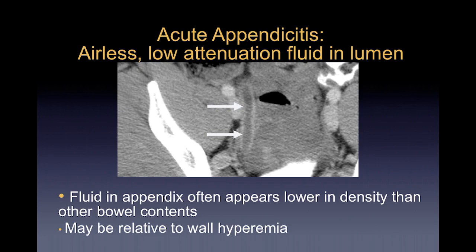Now, to some extent, this can just be a visual trick, just because the wall is hyperemic, so the fluid next to it looks a little lower density. But sometimes it's actually true if you put a Hounsfield unit measurement on it, and it's probably just due to a slightly different composition of the fluid, an obstructed appendix with some mucus retention. It can drive the density of the fluid down a bit.